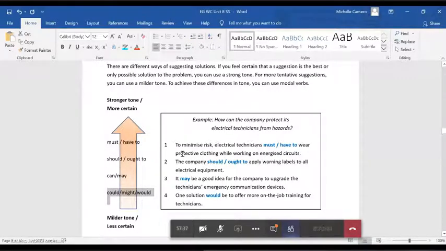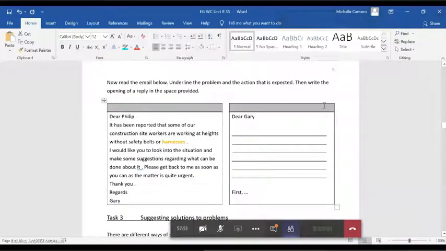So again, when you are writing your answer and you're writing your solution, do you think, oh, I have to have a strong tone, or I need to have a mild tone? No, you don't need to. You don't need to worry about that. I'm just really talking about this because it is in the unit document that they've sent us. It's on page 5.